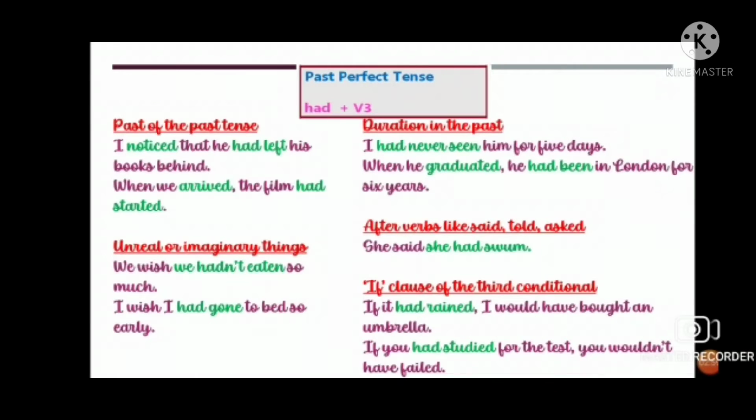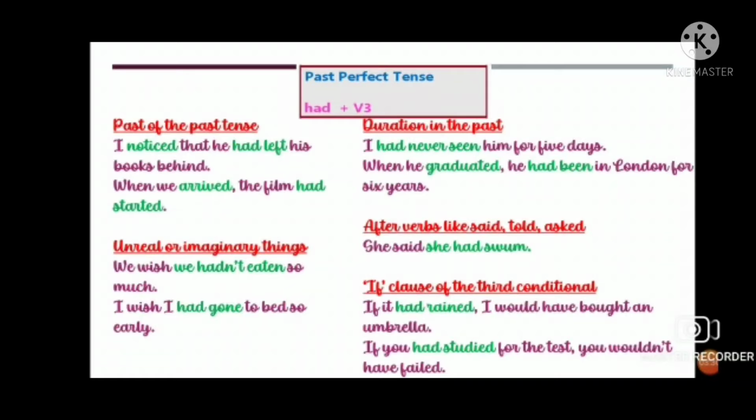Because when you notice that the other action has already been over, you have to frame sentences in past perfect tense. The correct way is: I noticed that he had left his books behind. When we arrived, the film had started. So you are just conveying that when you watched a movie, the film had already started before you reached the theater.